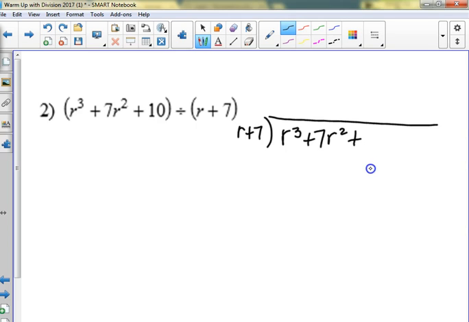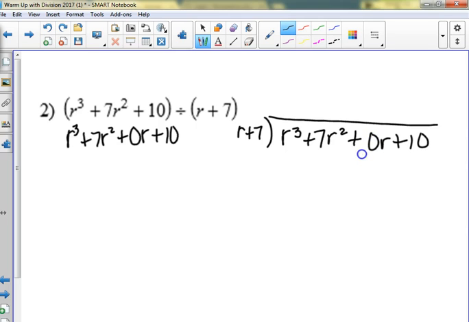We need a placeholder. Does anybody see where we need a placeholder or why we need a placeholder? Yeah, we have an r cubed. We need standard form. So we have an r cubed plus 7r squared, but there's no r term. Yep, so we're going to put 0r in there.